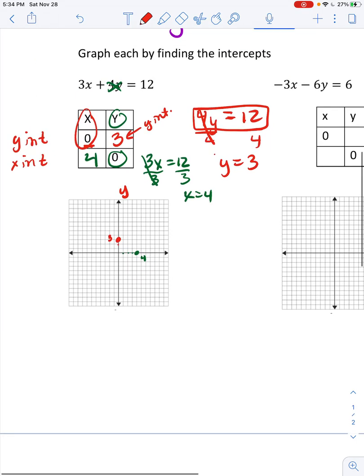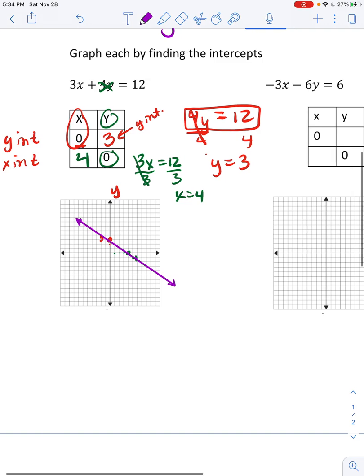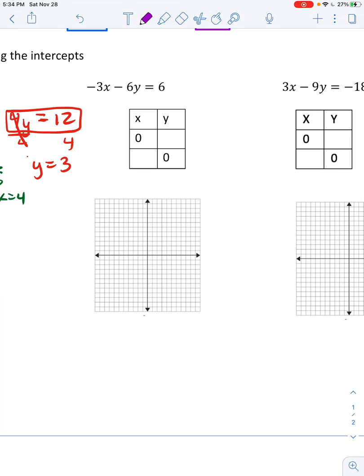And now that I have both of those points, since I know those two are correct, I can just draw my line through them and then be done and know that that's accurate. So let's try again. So here, to do this one, I'm putting a 0 in for x. So that would eliminate the x part of my equation, leaving me with negative 6y equals 6. Dividing that by negative 6, I would find out that it will cross the y at negative 1. So I go to the y-axis, I go to negative 1, and I have my y-intercept.